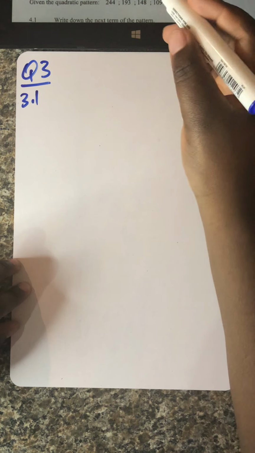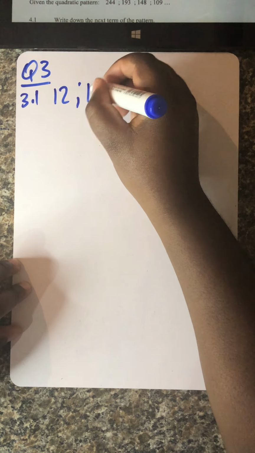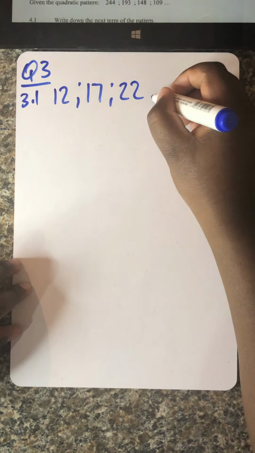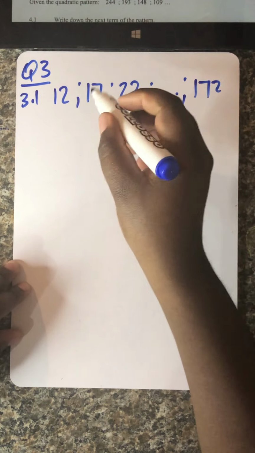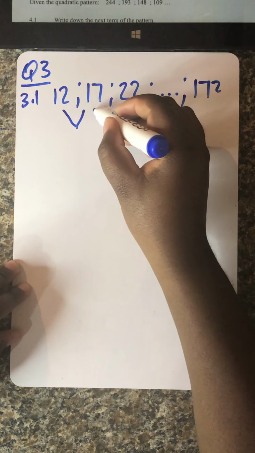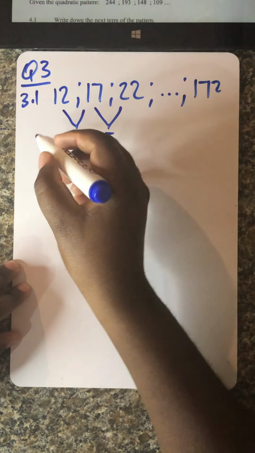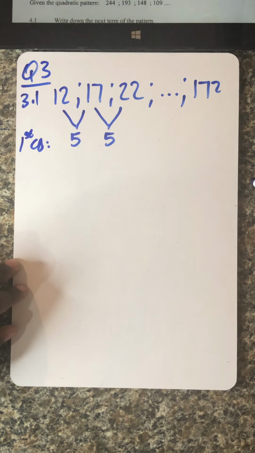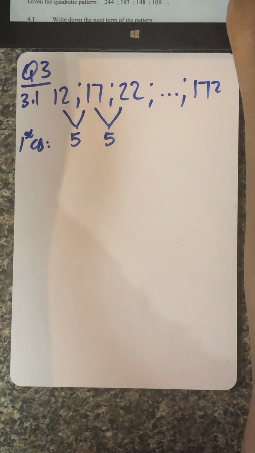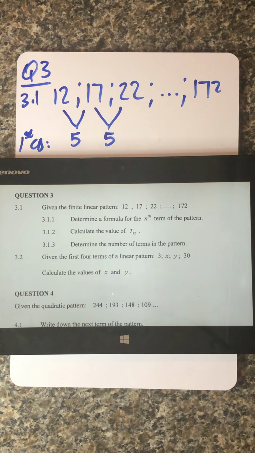So now, question number 3, let's say 3.1, we're given a finite linear pattern, which is 12, 17, 22, then we've got 172. Okay, and I've just indicated that this is always my starting point. Then we've noticed that it was 5, 5, and this is our first D. Okay, so ladies and gentlemen, I think we can now start with our first question. And I assume you're able to see the questions on my screen.